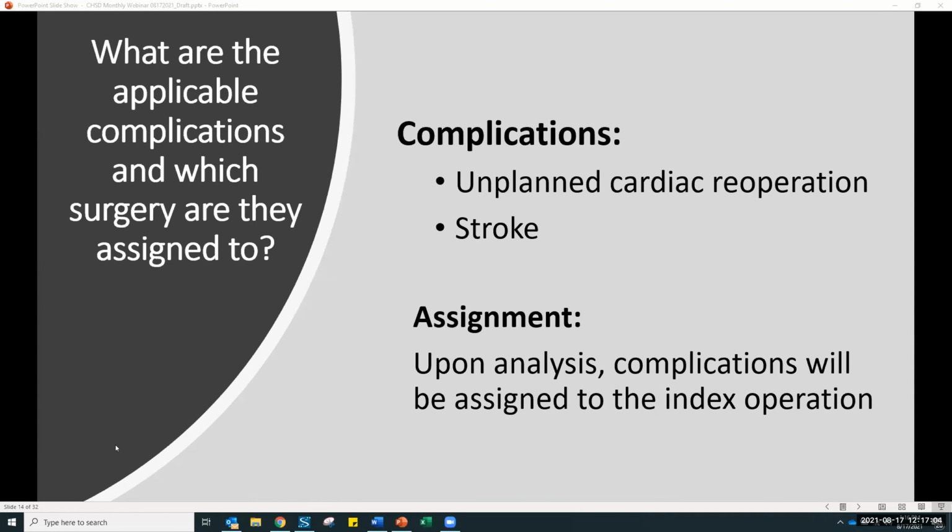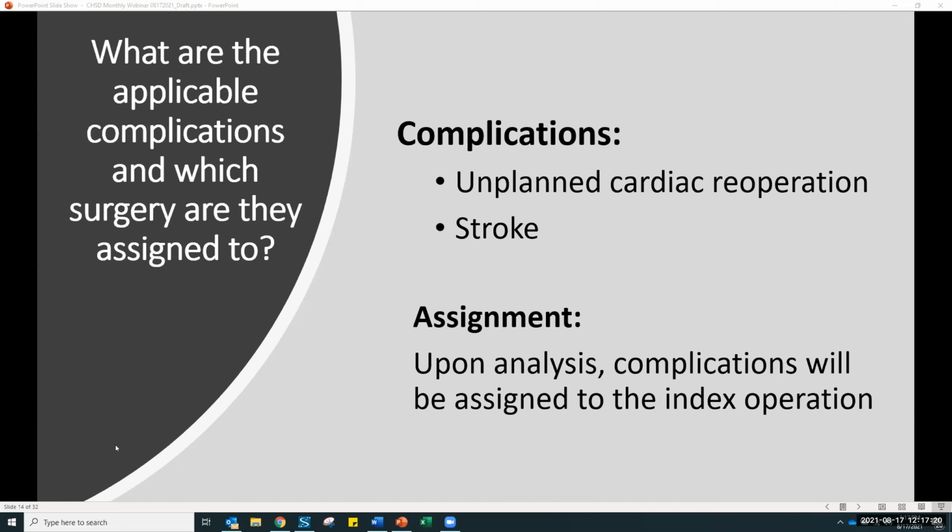So what are the applicable complications and which surgery are they assigned to? The complications that we know that are spelled out in the scenario are the unplanned cardiac reoperation and the stroke that the patient experienced following their Glenn procedure.